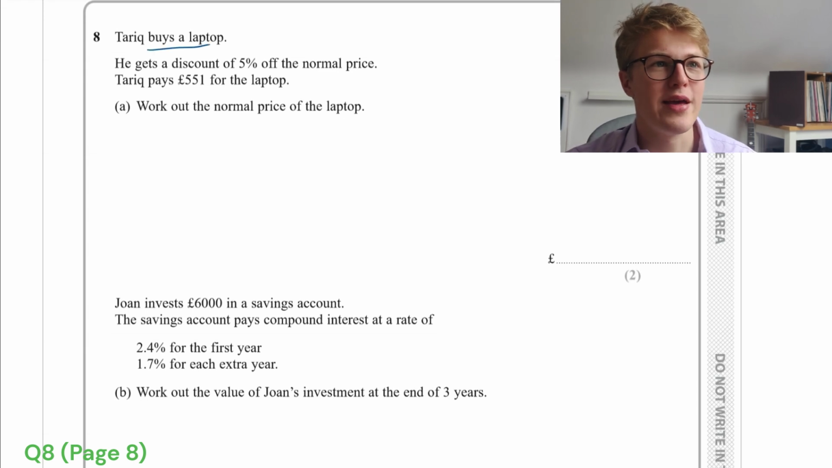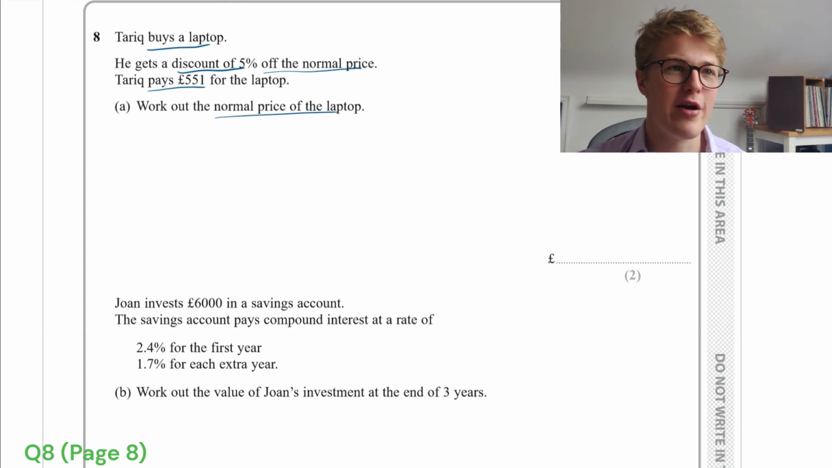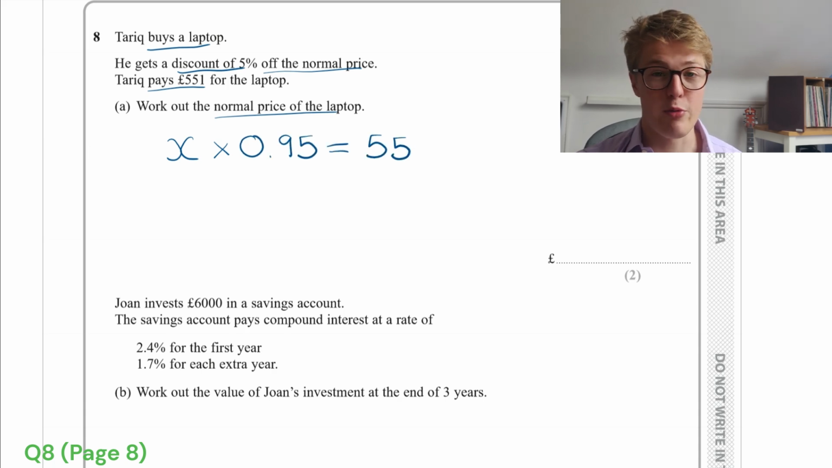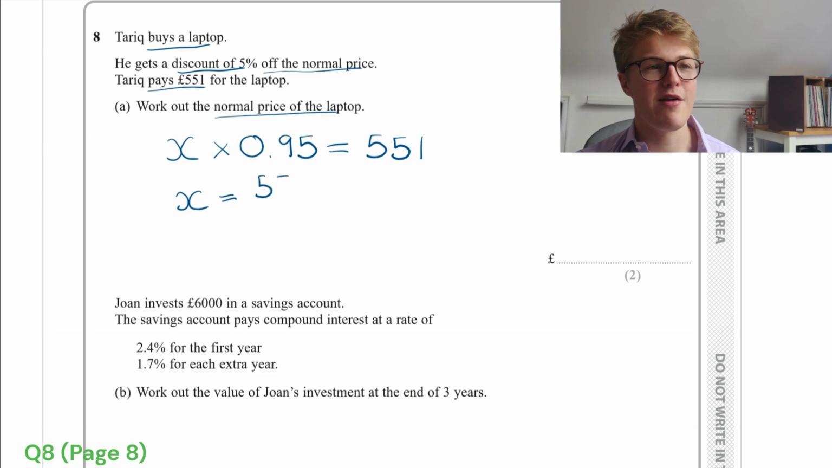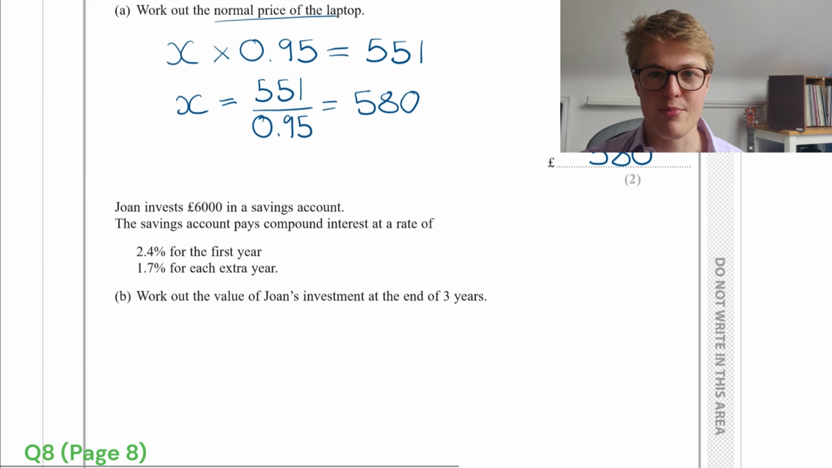Tariq buys a laptop. He gets a discount of 5% off the normal price. Tariq pays £551 for the laptop. Work out the normal price of the laptop. So because we've had a 5% discount, this is the same as multiplying by 0.95, because we've taken off 5%. So we have x times 0.95, where x is the original price, and that is £551. Then we divide 551 by 0.95 to get the original price, which is £580.